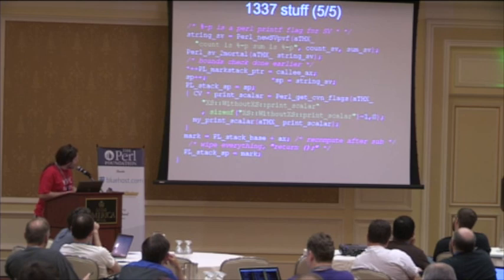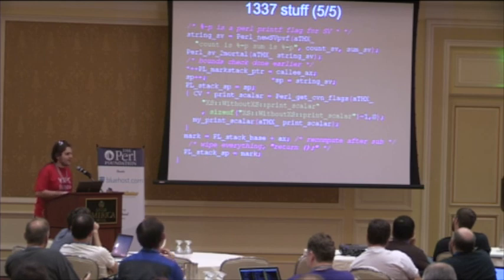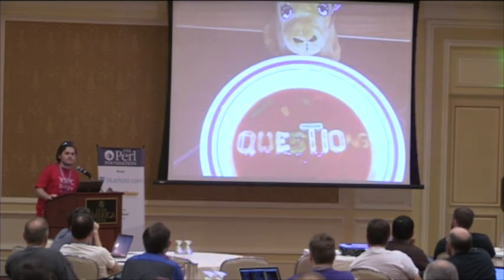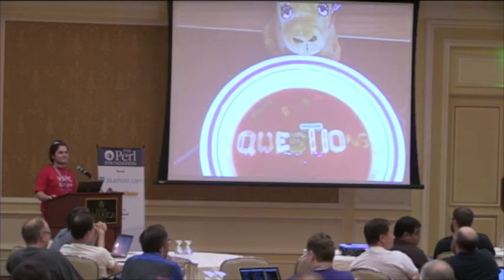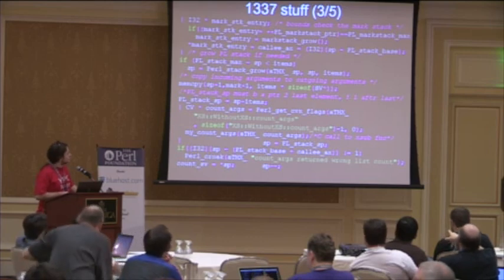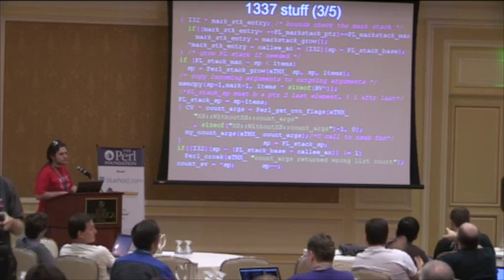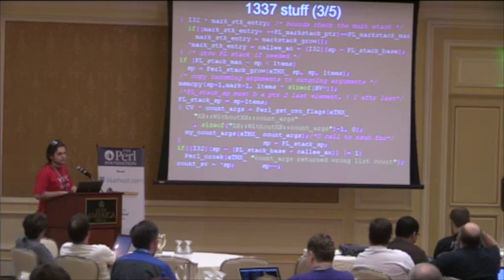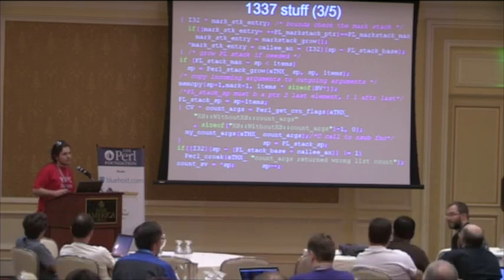And the final thing, we need to return an empty list. So again, we have to recompute the mark pointer, and by assigning mark directly to the global stack pointer, we're saying we're returning 0 arguments to our caller. Questions? You have to bounds check everything, but you only need to bounds check things once.